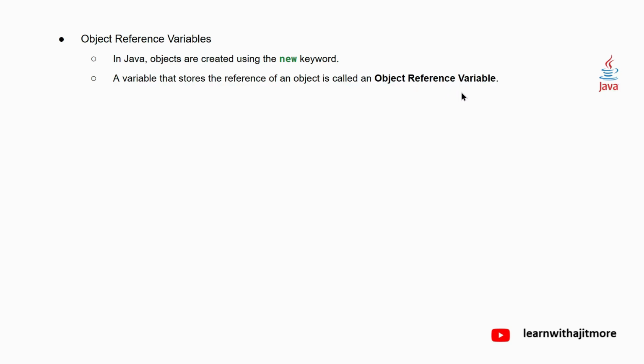A variable that stores the reference of an object is called an object reference variable. So in Java, just remember object means reference and reference means object. Whenever in Java you say it's an object, make sure it has a reference. It is not containing the value directly.